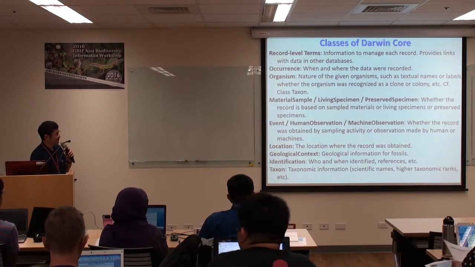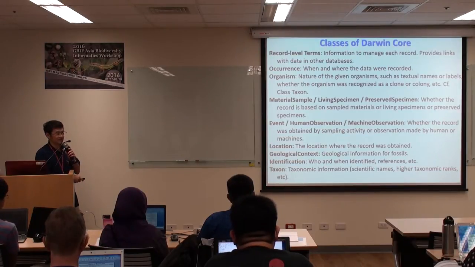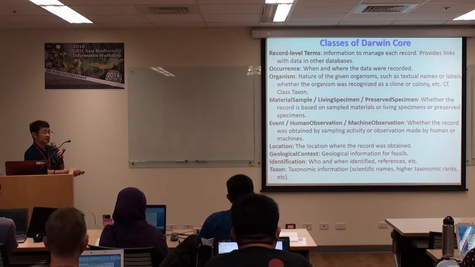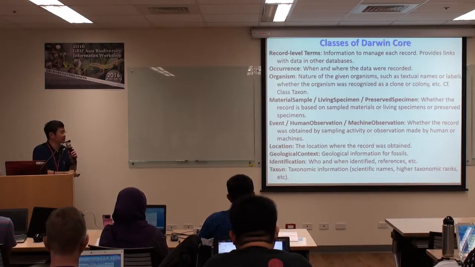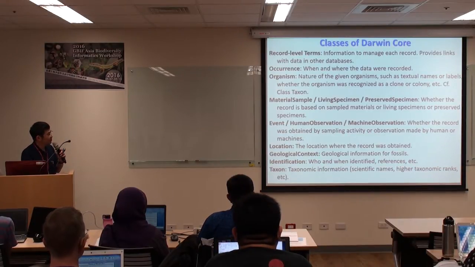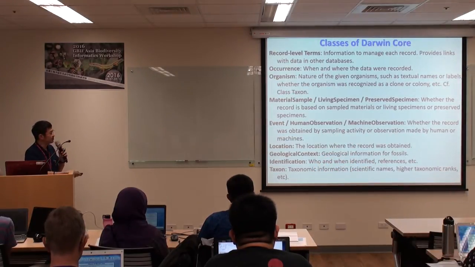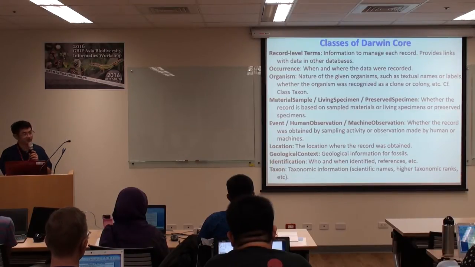And here we have geological context, which we never talked about. Geological information is about the fossils. So in this case, if we input the data here, we can also incorporate the fossil information. That makes the range of Darwin Core applicable. And identification is about who identified it, and when, using what kind of references. So it's deeply related to taxon, but it's not the taxon itself. It's about the identification process, right?